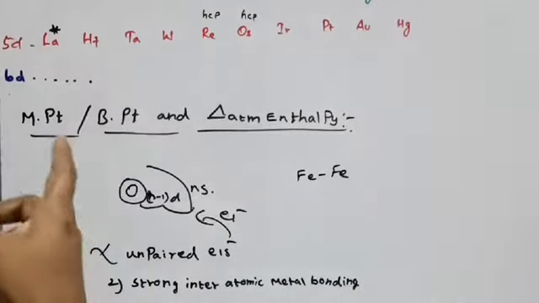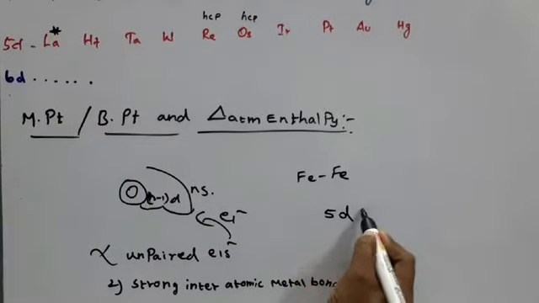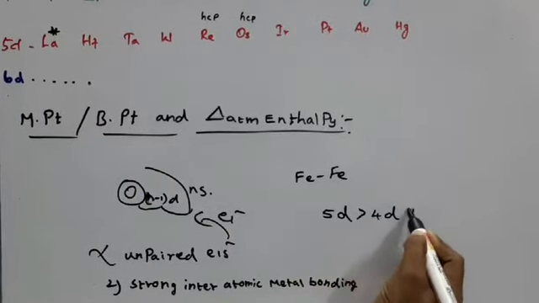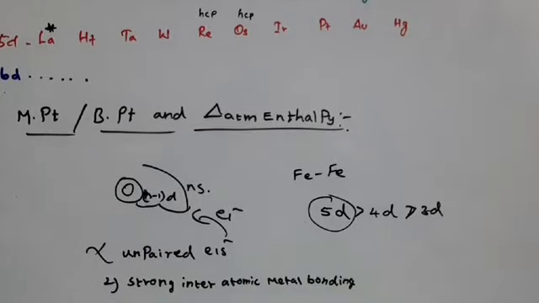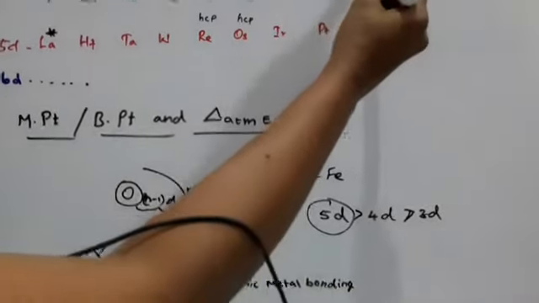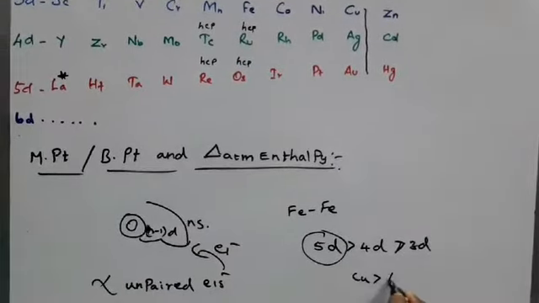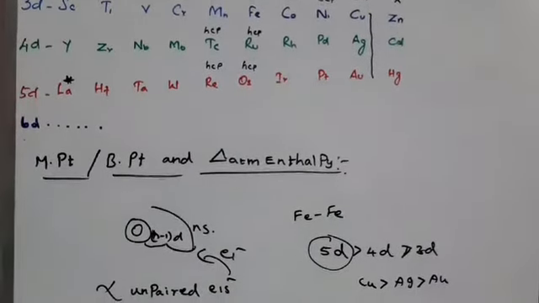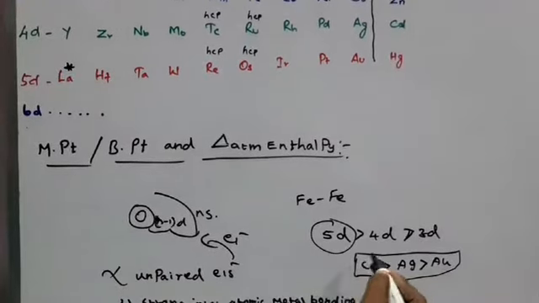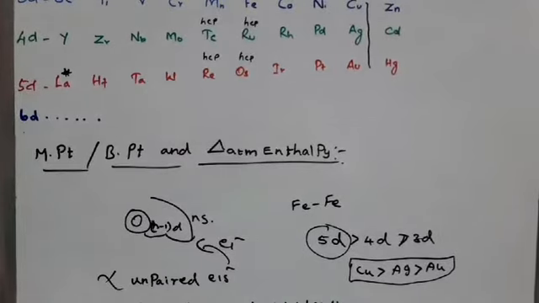Okay, so this atomization of enthalpy is more in the 5d series, greater than the 4d and 3d series. Which one is more? The 5d series. In the 5d series, you see here, there are the coinage metals. What are the coinage metals present? Copper, silver and gold. These are noble elements. Why are they noble elements? Because of high atomization of enthalpy.